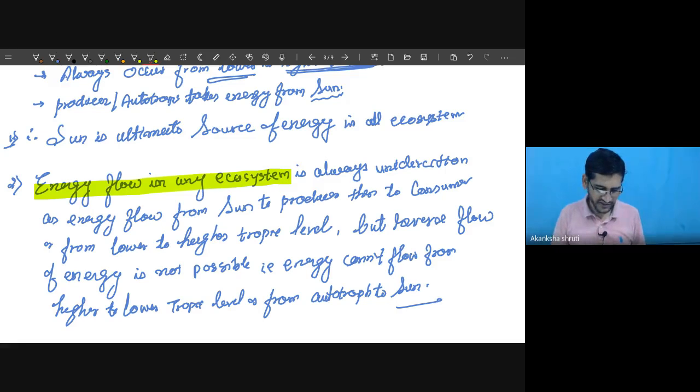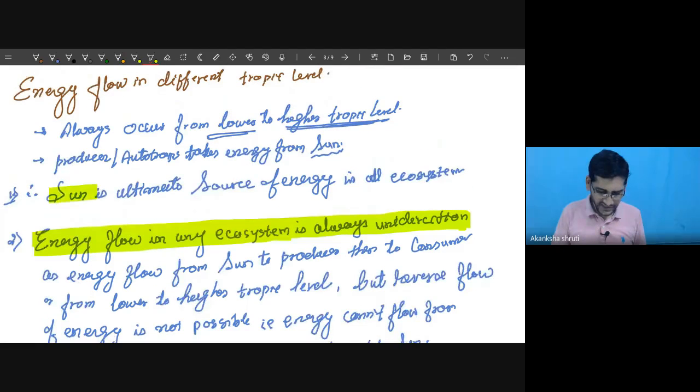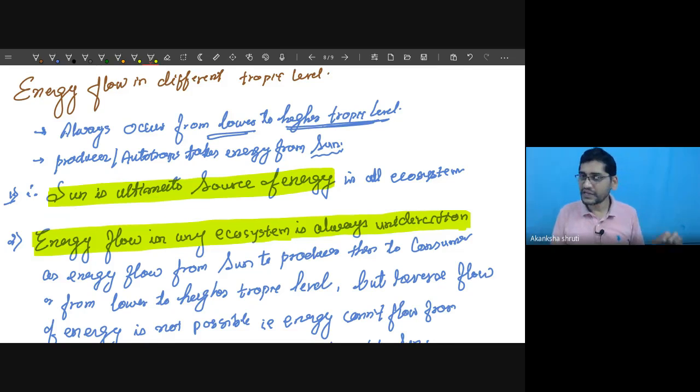Okay, it is asked: energy flow is unidirectional, why? Explain. The question was: energy flow is unidirectional, explain. Once it was also asked: sun is the ultimate source of energy, why? Because even the higher trophic levels are getting energy from the lower trophic levels and ultimately from the sun. So both of these explanations you may be asked. So you must know this.